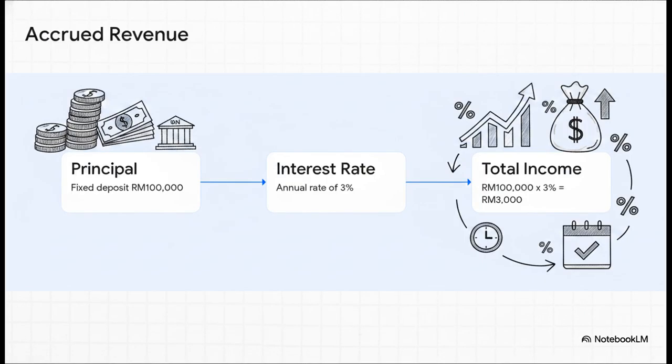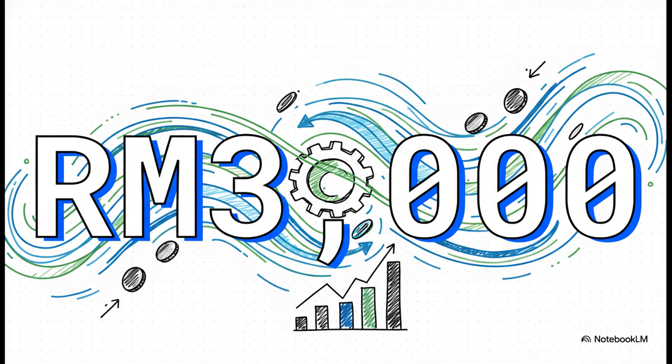Let's look at XYZ BHD. They have a principal fixed deposit of 100,000 ringgit Malaysia just sitting in the bank. Multiply that by an annual interest rate of 3%, and we find our total recognized income for the year. Even if the actual cash hasn't hit XYZ's checking account yet, the business has definitively earned a full year's worth of interest. Boom! That calculation reveals RM3,000 of completely invisible yet very real accrued revenue.